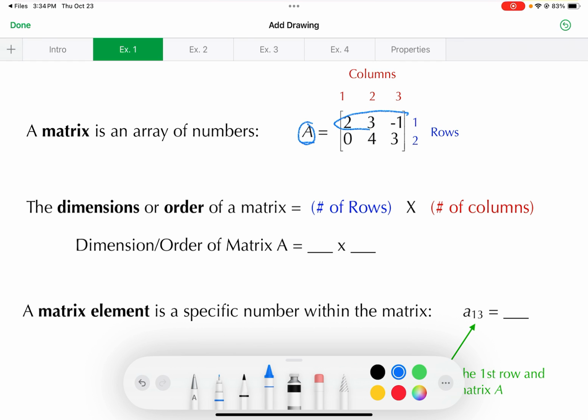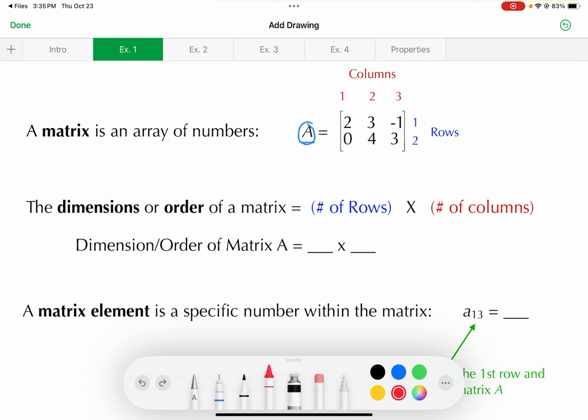The rows are horizontal. Here would be row 1. This would be row 2. And then your columns are vertical. That's column 1, column 2, column 3.